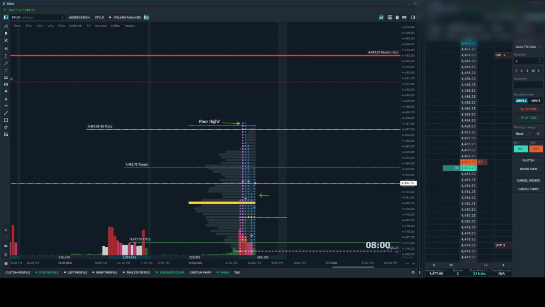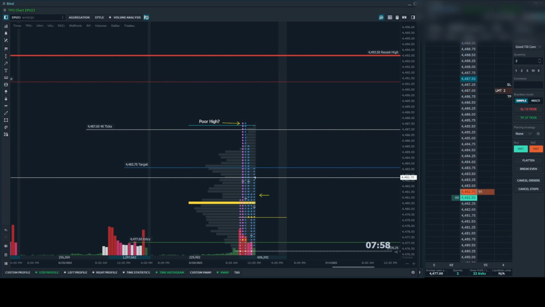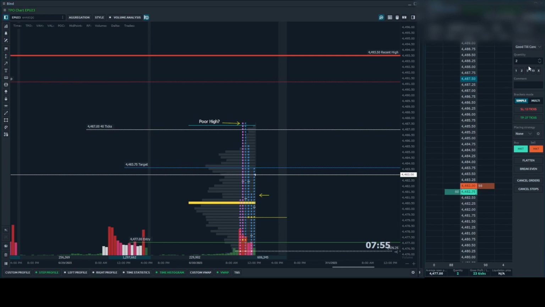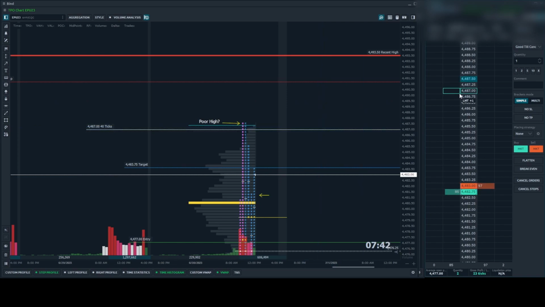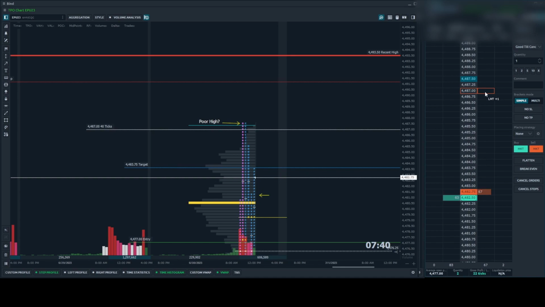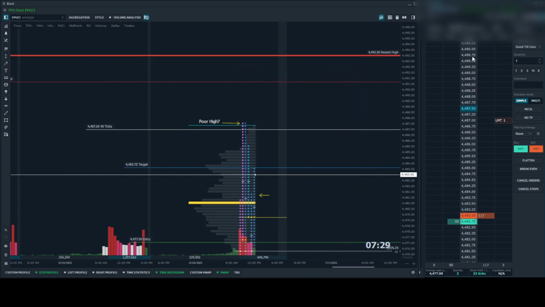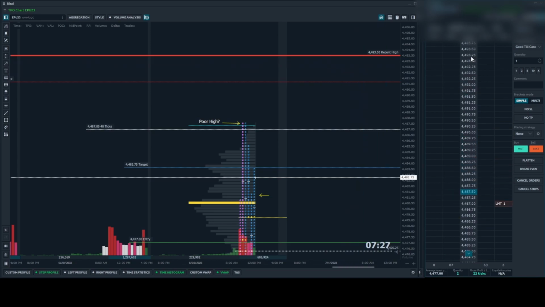So what you can do is come up here and separate this, and give yourself one. Sell one at the 87. And then if you're thinking letting that next one run, go up here, put it at your 93.